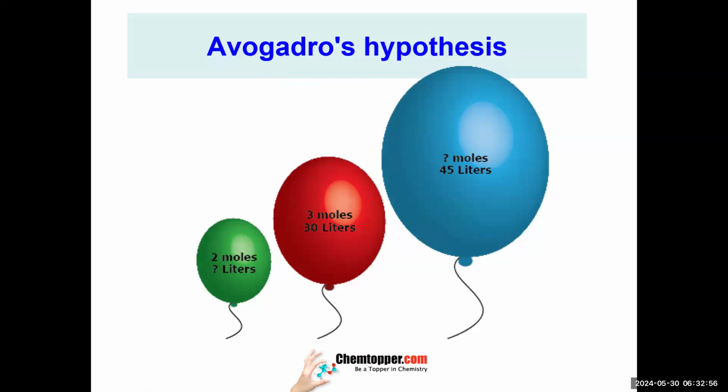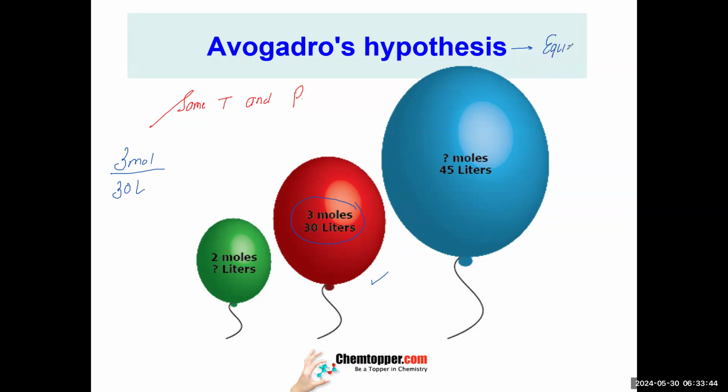Can we do this, Mayank? This is 2 moles. These balloons are at the same temperature and pressure. So this is the ratio of the moles and liters. 3 moles is 30 liters from this balloon. I can use this Avogadro's or Gay-Lussac's law here. So what is Avogadro's hypothesis? I'm going to give you the definition here.